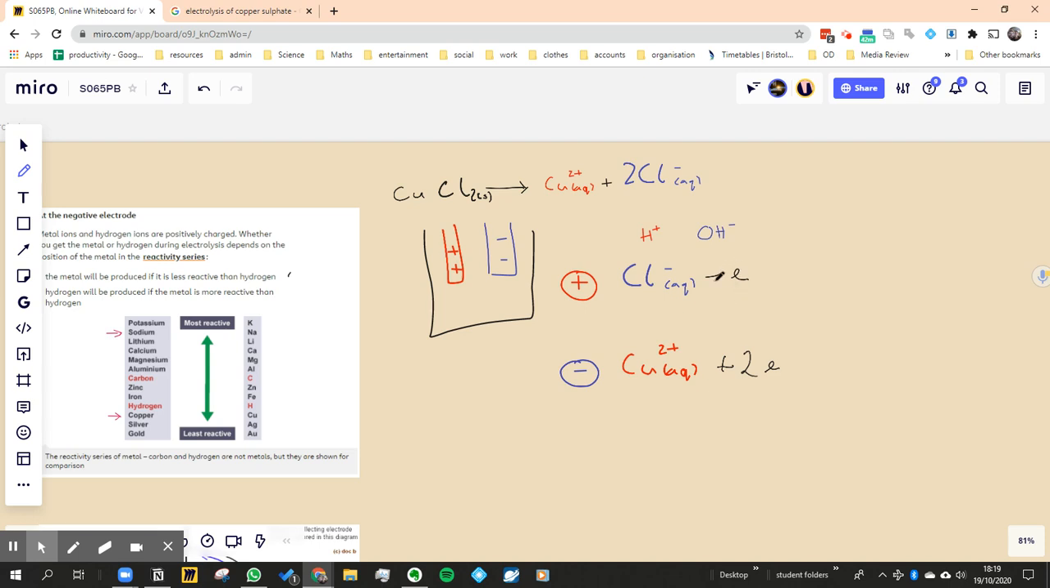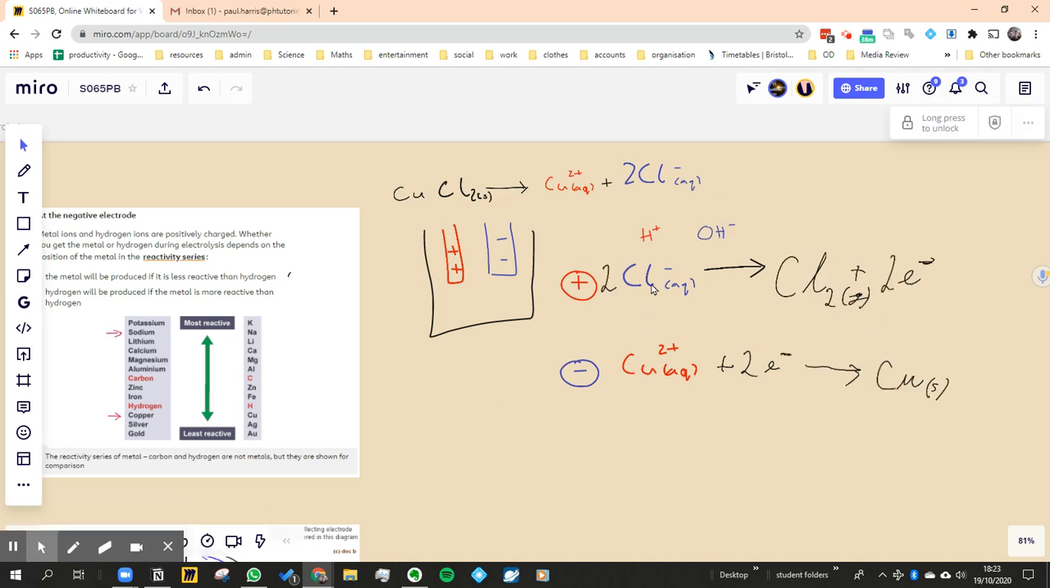Now, when we draw the half equations, we only ever use plus. We can't use minus. So what we do is we do what happens before and what happens after. So what is there before and what there is afterwards. So at the beginning there is chlorine.